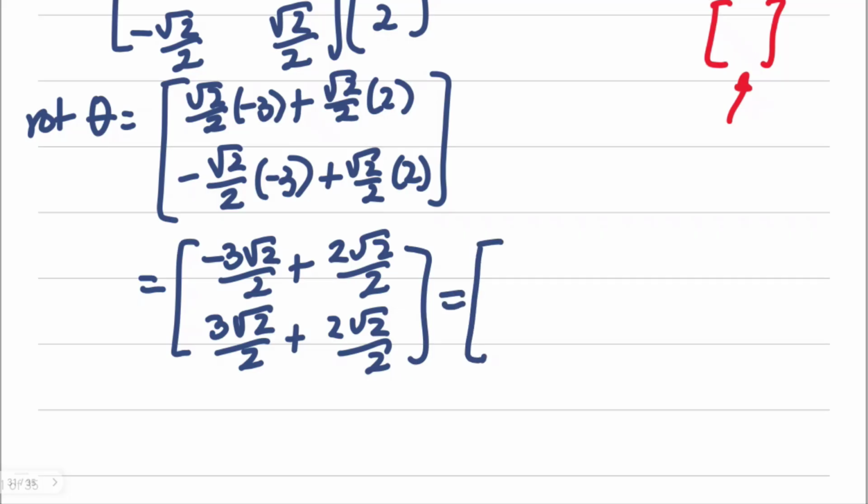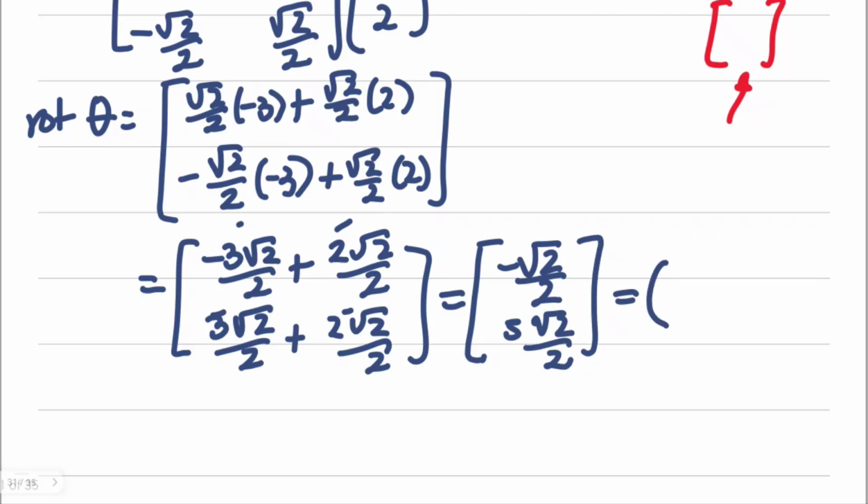So negative 3 plus 2 is negative 1 square root of 2 over 2. 3 plus 2 is 5 square root of 2 over 2. So we actually have a point, negative square root of 2 over 2, and 5 square root of 2 over 2. This is the rotation of the point about the origin on theta negative 45 degrees.